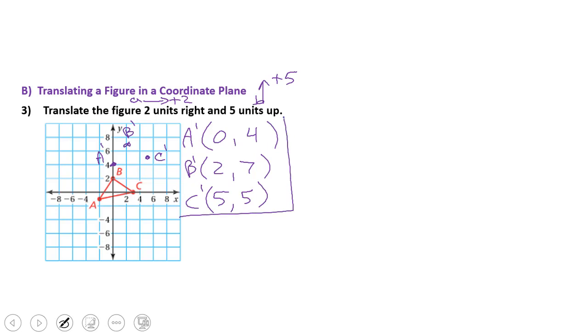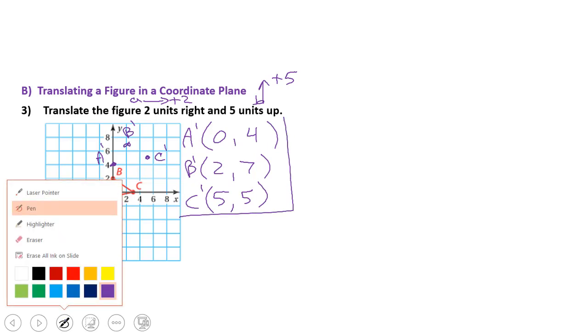Now, ladies and gentlemen, the book's going to ask us to do it not only this way, but a mathematical way.